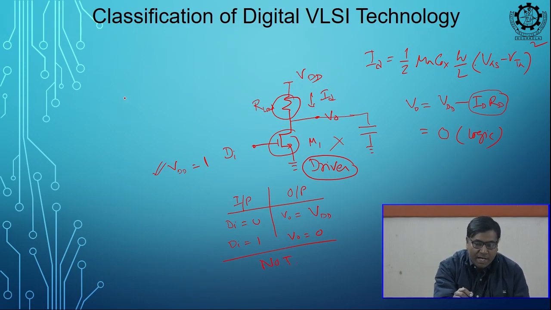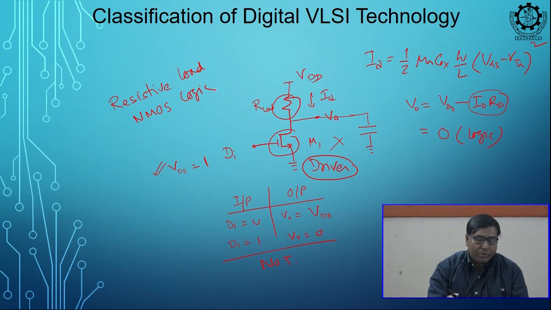So, this is known as the resistive load NMOS logic. Now, as we moved into VLSI, this resistance is replaced by some active device. Why do that? Because this resistance is a passive element and it will take more area, and some resistive loss is there.